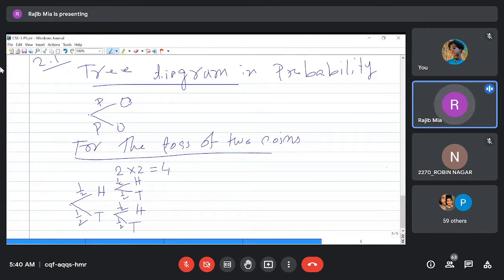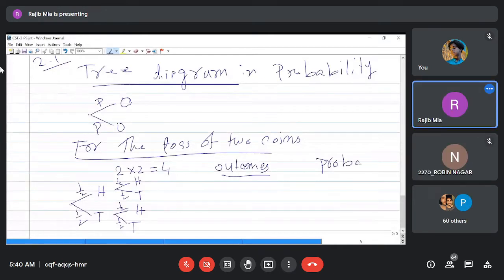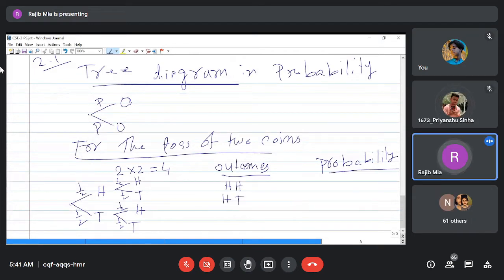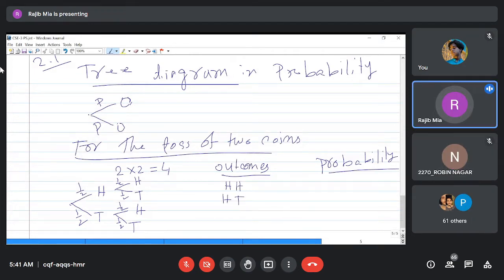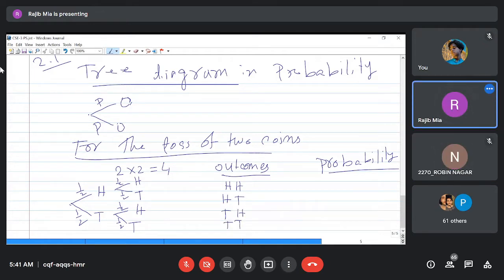You can write the set of all outcomes from this tree diagram, and then you can find the probability for each outcome. So the first outcome is head, head, next head, tail. We write these outcomes using this tree diagram. Head, tail, then tail, head, and then tail, tail. So there are four outcomes.